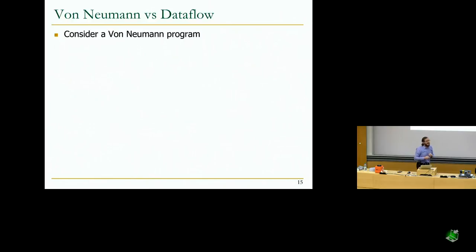But let me give you one example of von Neumann versus data flow. Consider this von Neumann program. You can think of this as implemented in some assembly language. Clearly, it's sequential, right? You finish this instruction before you move on to this, and then basically it's sequential. It doesn't matter exactly what these do. The meaning is not important, but the dependencies are important here, right?